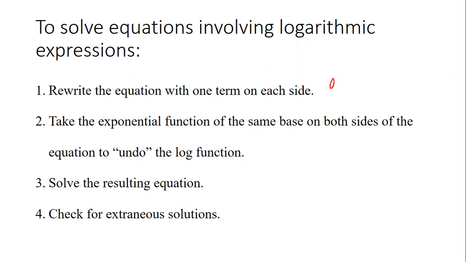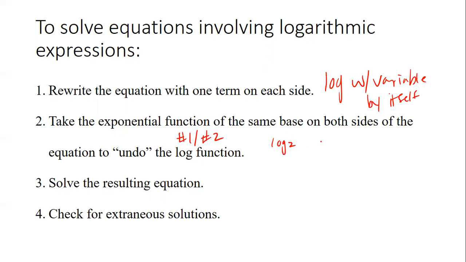So you want to make sure that your log with the variable is by itself. Then we're going to take the exponential function of the same base on both sides of the equation to undo the log function. That's our properties number 1 and number 2. So if I have log base 2, that means I'm going to raise it to the second power. If I have the common log, that means I'm raising it to the 10th power.